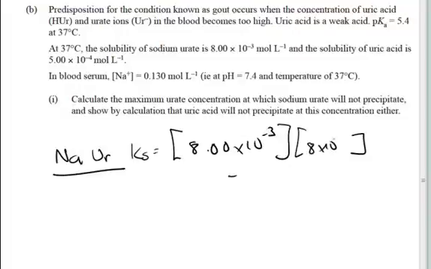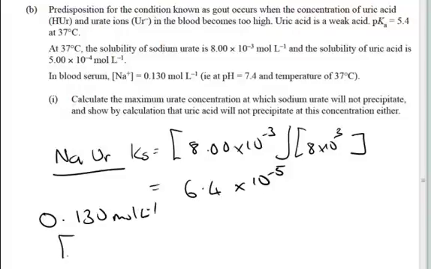times 8 times 10 to the negative 3, so it's that squared, and obviously it's going to be 6.4 times 10 to the negative 5. That has no units as a Ks value. And then we're told that sodium is typically 0.130 moles per litre for sodium.